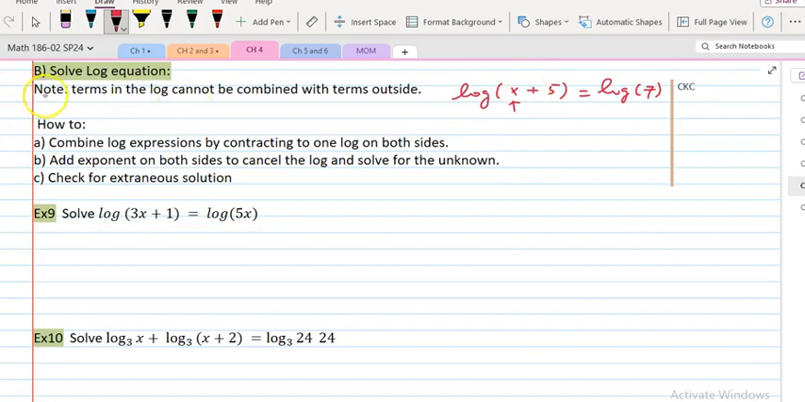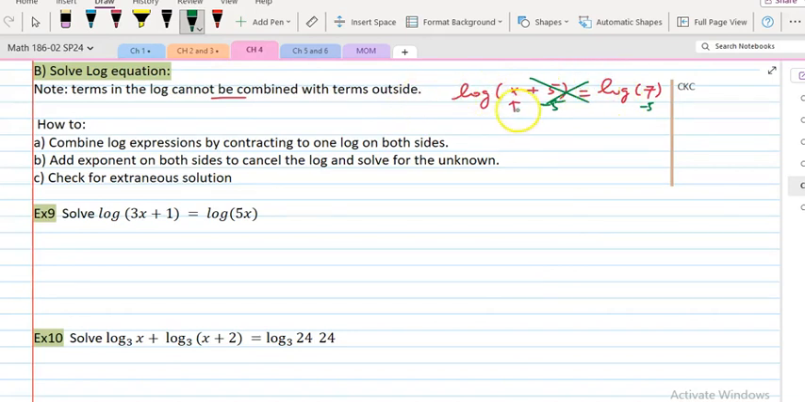Before we talk about how to, first we want to talk about what not to do. Please do not combine like terms outside and inside. So do not think, oh, I have a plus 5, let's do minus 5, and then it will be log x and then solve it. No, we don't do that. This is not valid. Things inside a log cannot be combined with things outside the log. That's the first thing. You cannot divide log by log also.